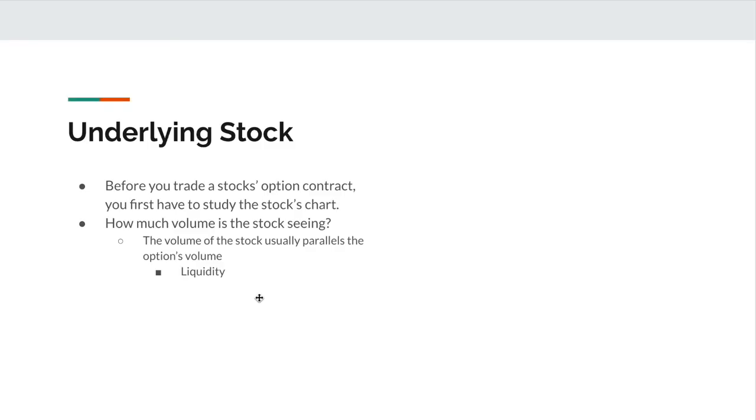How much volume is the stock seeing? Are the volumes of the stock parallel with the options volume, or is there more volume in the put options while the stock is going up? You have to determine all those things because they help you see if that option contract is good to go into or not. So it all starts with the actual stock. You don't look at the options first. You look at the stock, you look at all the different headlines surrounding the stock, you look at the graph, you look at its candlesticks, and see if it makes sense to go into that stock.